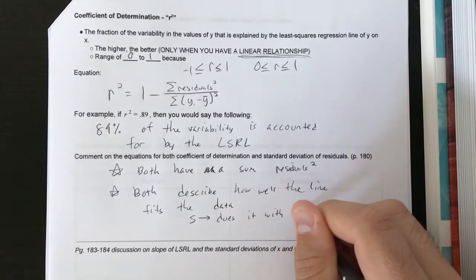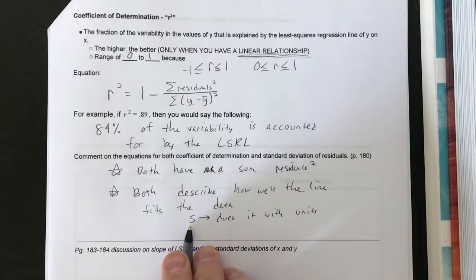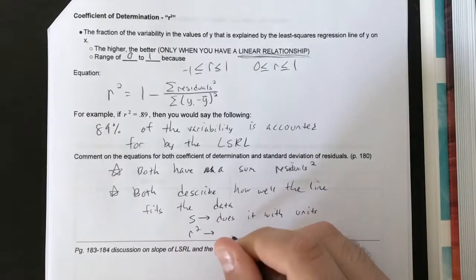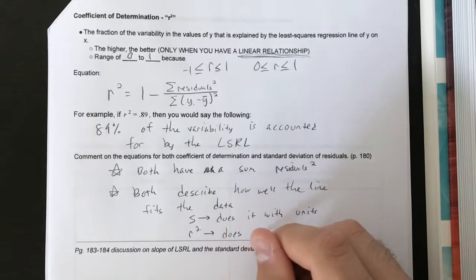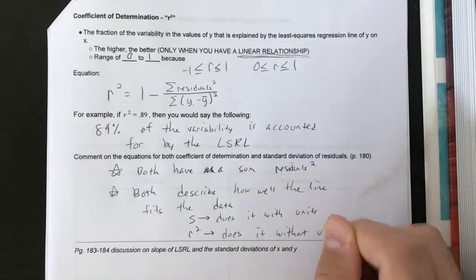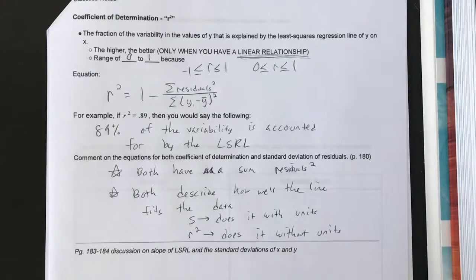S does it with units. S will actually have units to it. R squared has no units. So if you were to change from inches to feet, R squared does not change. S will change though if you change units, as far as inches to feet, dollars to cents, whatever it may be.